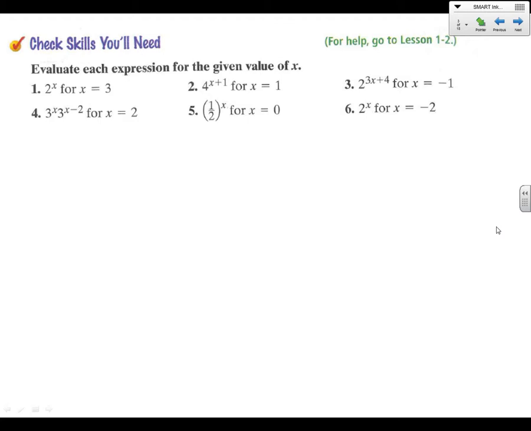So we need to be able to plug numbers into variables and see what they evaluate to. So number one, I'll do, you're responsible for the rest. 2 to the x, and we're going to plug 3 in, so it's 2 cubed, and 2 times 2 times 2 is 8. All right, so pause the video, knock out 2 through 6, and when you're ready, press play, and we'll get going again.